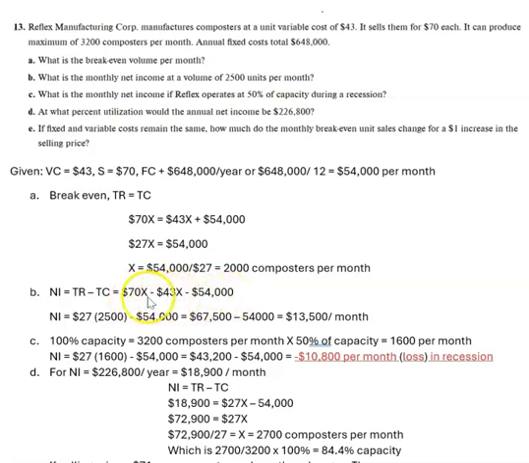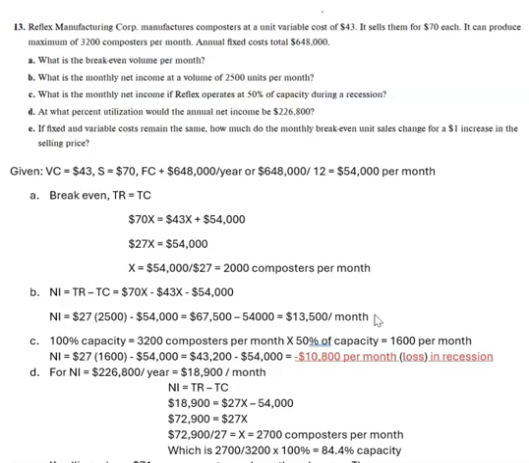Group our x's together. 70x minus 43x gives us 27x. So in the x spot, we'll put in the 2,500 of the units that we're going to sell. So net income equals 27 multiplied by 2,500 minus off our 54,000 fixed costs. Multiply that out, gives us 67,500 minus 54,000. And that gives us a net income of 13,500 if we sell 2,500 composters in a month.